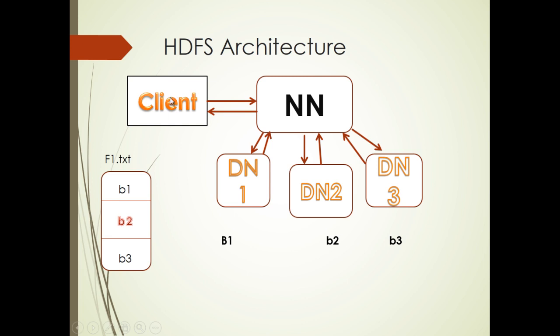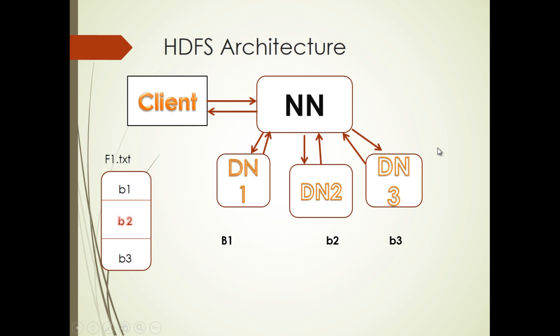What will the client do? What will the name node do? The name node will go to data node 1, data node 2, data node 3. It will ask whether any blocks are there or not, and it will get that data from the data nodes and show it to the client. Okay, that's fine.